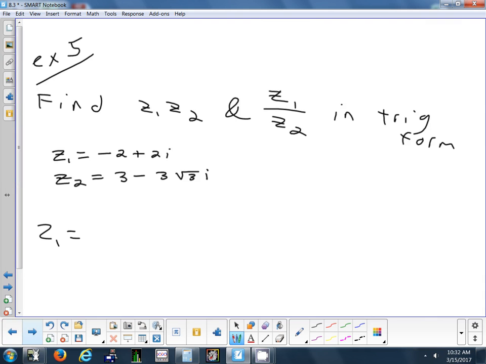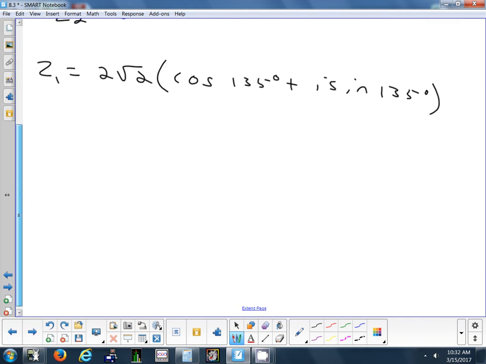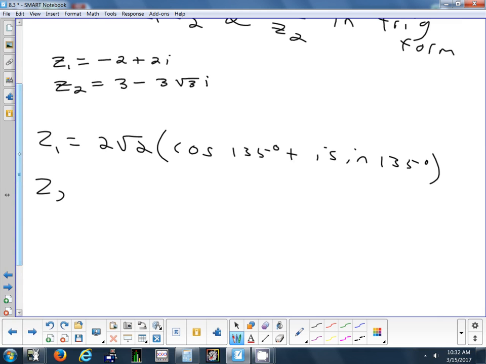So z1 is 2 root 2. What was the angle when we did this one? 135. cosine 135 plus i sine 135. Okay, so that's half of it. And now the other one, I don't think we've done yet, so we need to figure that one out.